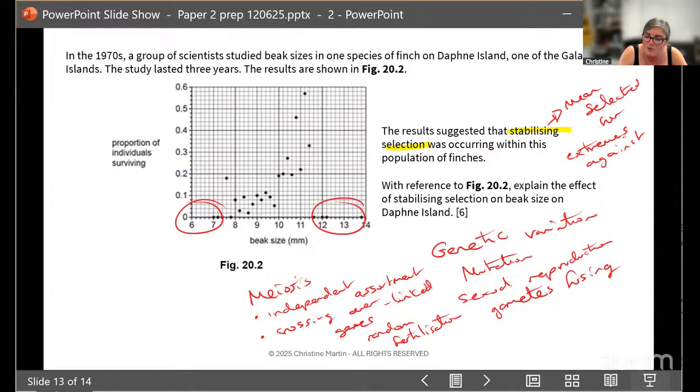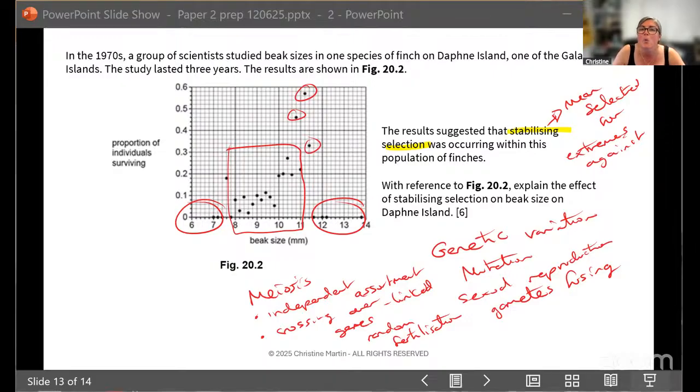Instead, it's the middle ones. But we have some random numbers out there. So do remember that you also have the other part of this where you're looking at whether or not there are some that don't follow the expected trend. But overall, this graph is showing stabilizing selection because the mean is selected for, the extremes are selected against, and therefore we're linking it to the information in the graph and we're using that to help us.